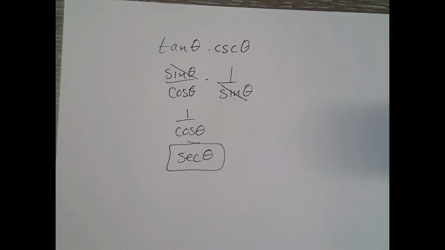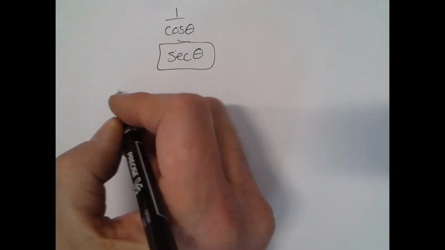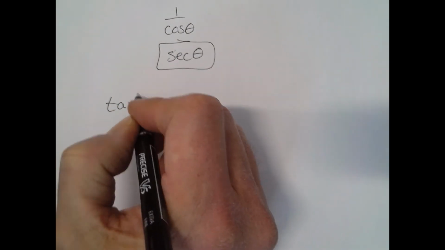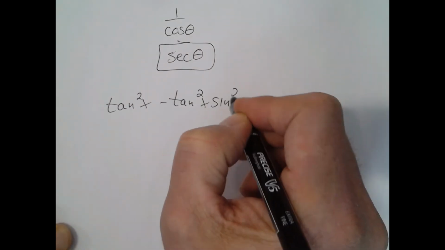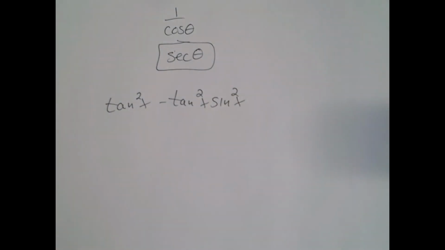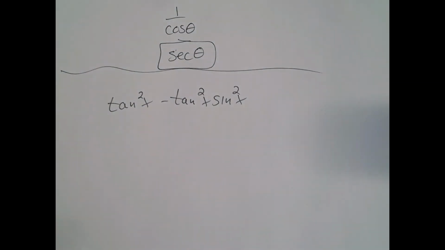Okay, it gets more difficult. We're almost done here. If I have tangent squared x minus tangent squared x times the sine squared x, what is that? Okay, we're supposed to simplify this. We're actually going to factor it. What is common in each of those two terms? All right, so I'm going to write it a different way.